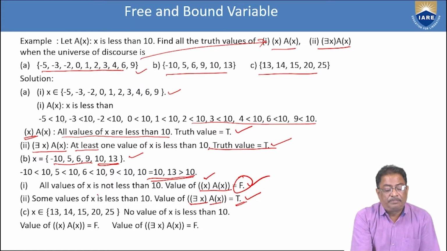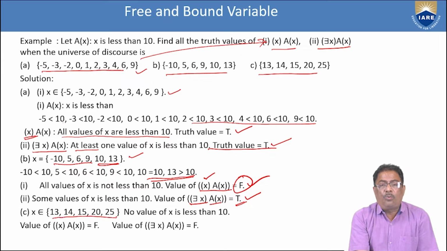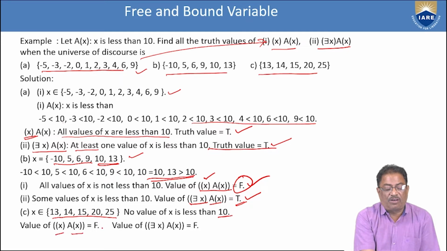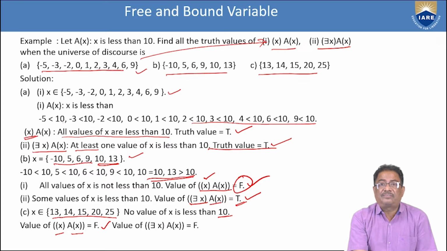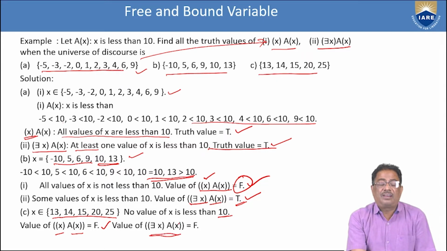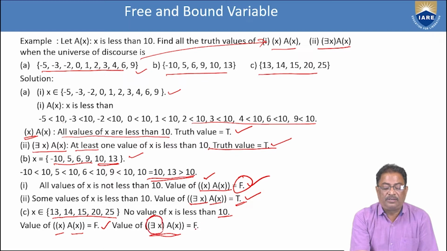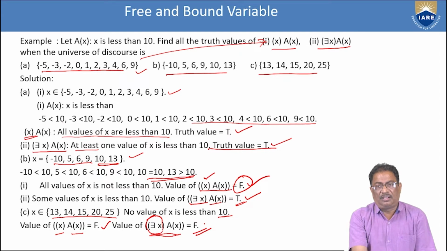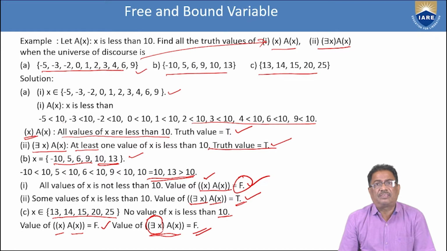Now let us take the third one. And here also, see, no value is less than 10. Then for all values of x, A of x is false. The truth value of A of x is false. And at least one of the variables is not satisfied, so this is also false. So here, none of the elements in the universe of discourse satisfies A of x. So we can say that the truth value for all values of x, A of x is false, and there exists x, A of x is also false.